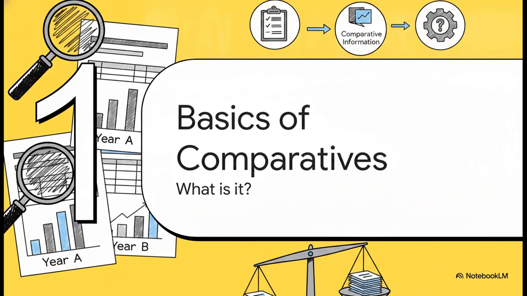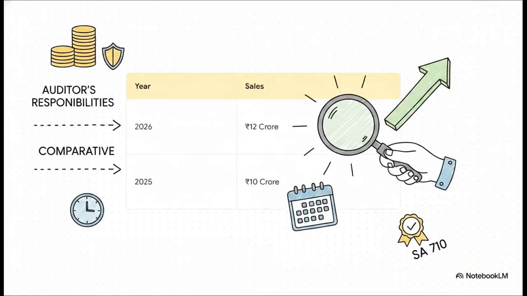Basics of Comparative Information. So, what exactly is comparative information? Basically, it's just financial information from one or more prior periods that's included in the current year's statements purely for comparison. Imagine you're looking at a company's data. You've got the current year, say 2026, showing sales of 12 crore rupees. And sitting right next to it, in the exact same view, are the 2025 sales figures of 10 crore. Those 2025 figures, that's your comparative information.